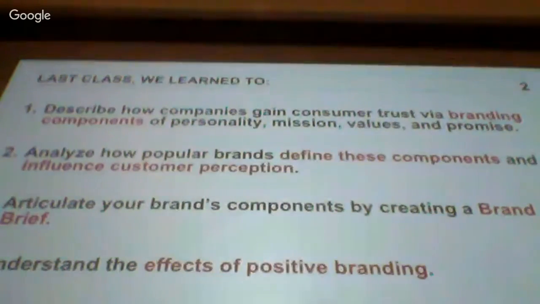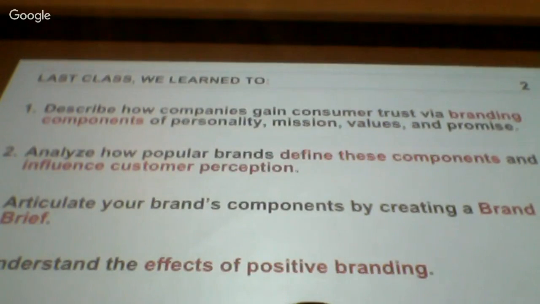So, last class we talked about how we could gain consumer trust via branding components: personality, mission, values, and promise. How brands define these components and influence customer perception for their brand. How to articulate your brand's components by creating a brand brief, which is one of the many tools that you can use as structures in order to define your brand both internally and then how you communicate that into the world. And then also the effects of positive branding.